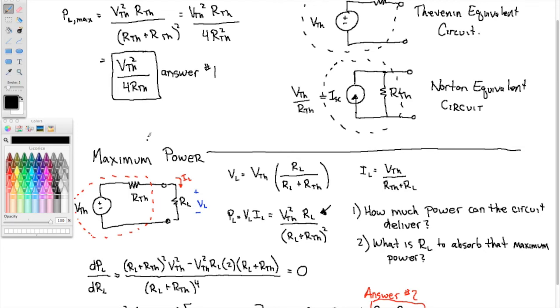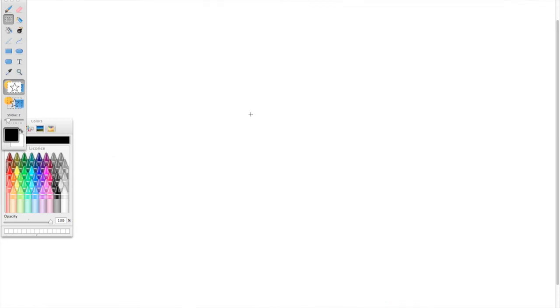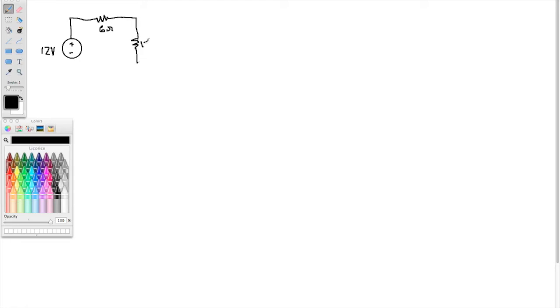All right, let's look at an example. So I'm going to clear this. Feel free to pause the video if you need to. All right, let's say we have a simple circuit with a 12-volt source here, 6 ohms, 12 ohms, 3 ohms, maybe a 2-amp source here.